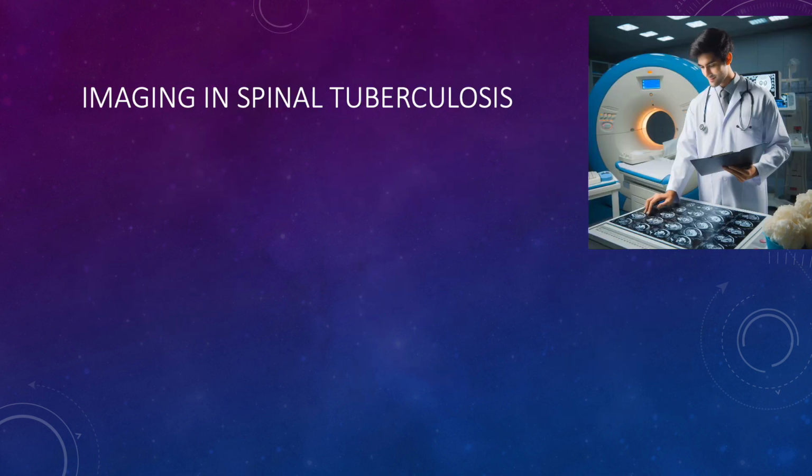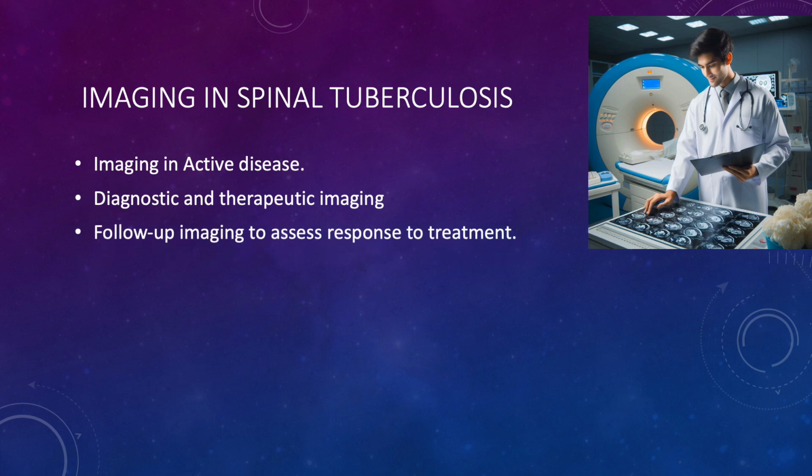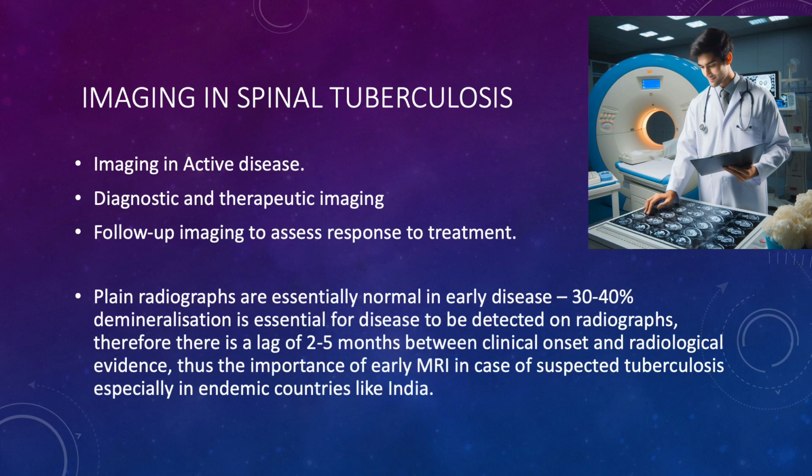Imaging in spinal tuberculosis includes imaging in active disease, diagnostic and therapeutic imaging, and follow-up imaging to assess response to treatment. A point to note here is that plain radiographs are usually normal in early disease, and it takes at least 2 to 5 months for the disease to be detected on plain radiographs, because at least 30 to 40% of demineralization has to occur for something to be detected on radiograph. Thus, the importance of MRI in endemic countries like India.